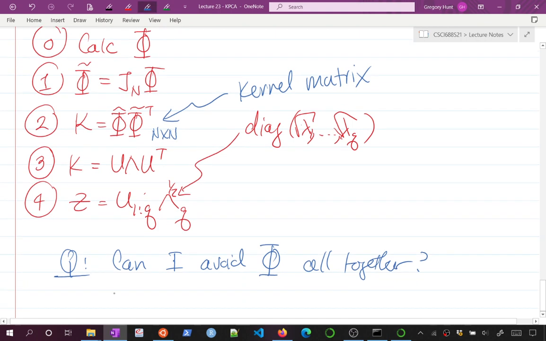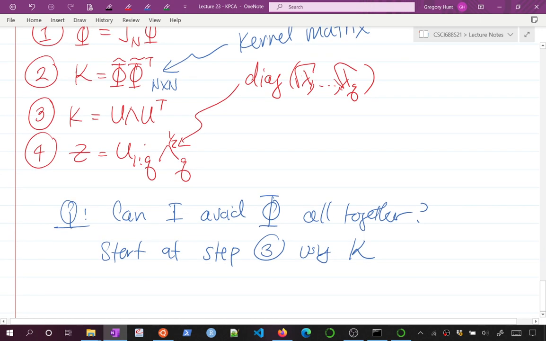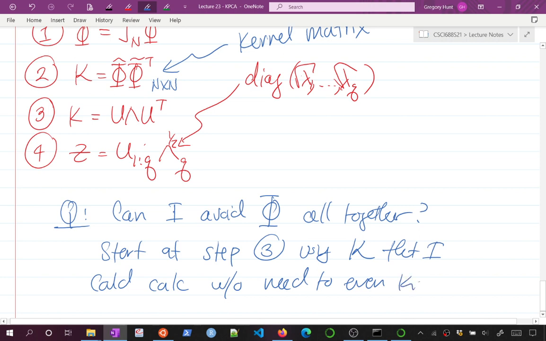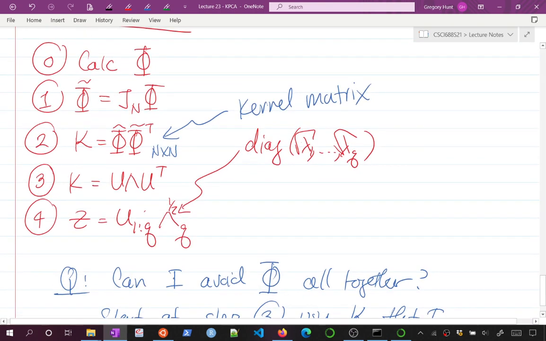What if I were able to just start at step 3, using some K that I could calculate without needing to even know this embedding? So this seems like a bit of magic. But if I could do this, I wouldn't even need to know my embedding. I wouldn't even need to know what technically the data looks like in embedding.